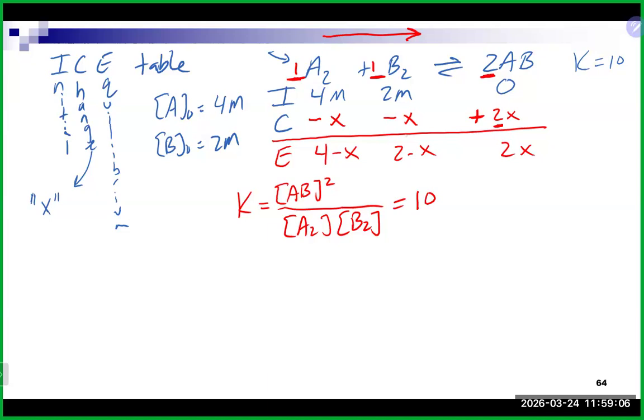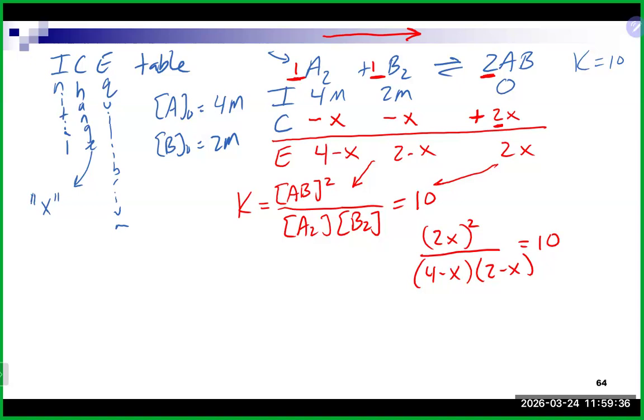As you might imagine from what I just wrote, what we're going to do now is basically take our equilibrium line and put everybody into this expression. When we do that, we end up with 2x squared on top divided by 4 minus x and 2 minus x, and this is going to equal 10. At this point, it is fun math. So you've got to go solve some math problem right here.